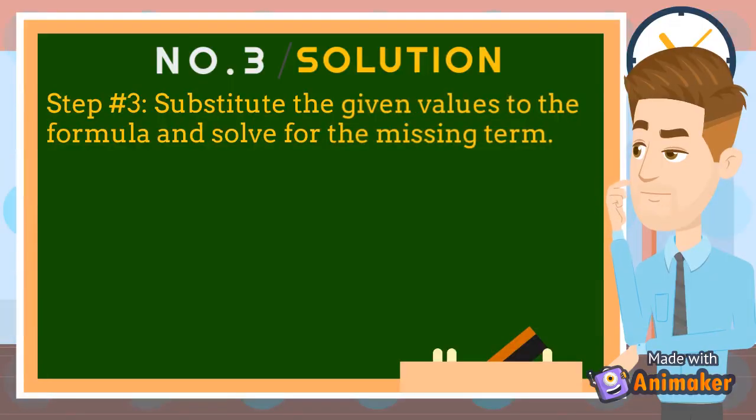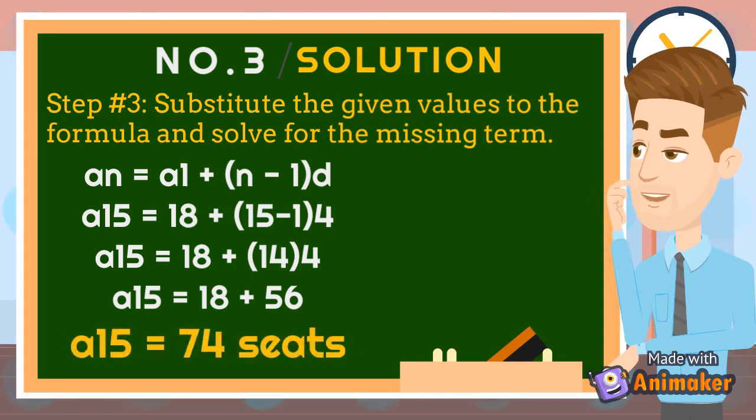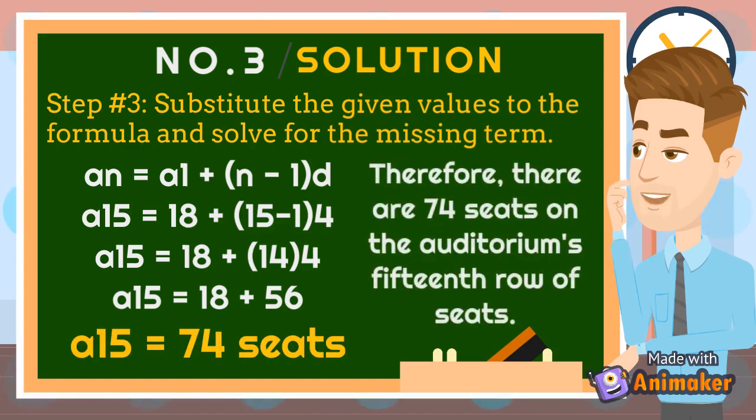Step number 3. Substituting all our given values to the formula, we now have a sub 15 is equal to 18, plus the quantity of 15 minus 1, times 4. Simplifying this, we get a sub 15 equals 18, plus 14, times 4. Which will result in a sub 15 is equal to 18, plus 56, as we multiply 14 by 4. Now, for our final answer, we have a sub 15 is equal to 74. Therefore, there are 74 seats on the auditorium's 15th row of seats. Finally, we have already defined arithmetic sequence, solved for its missing term, and applied it in a real-life scenario.